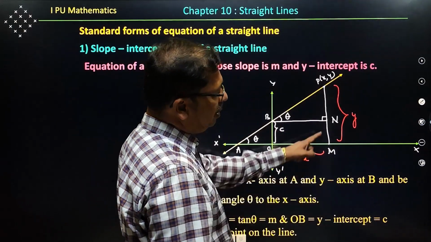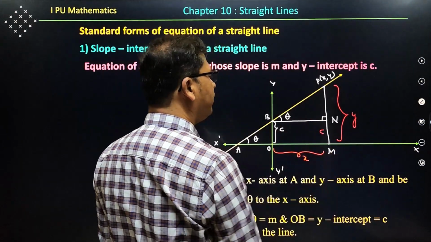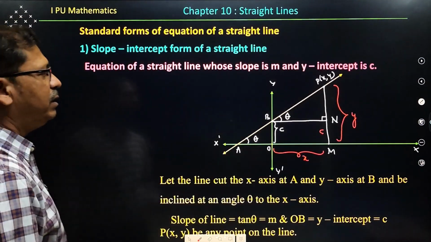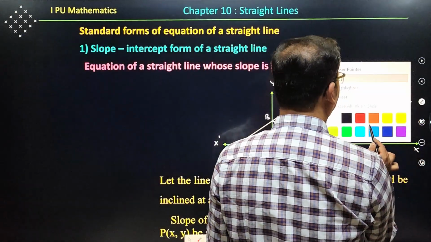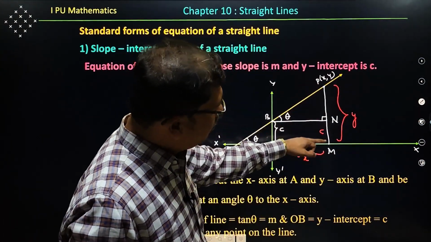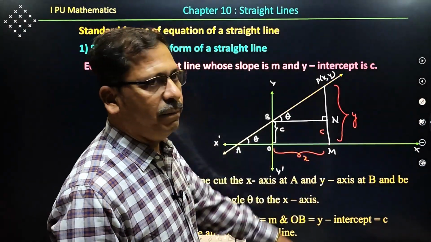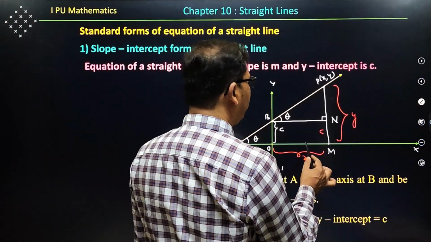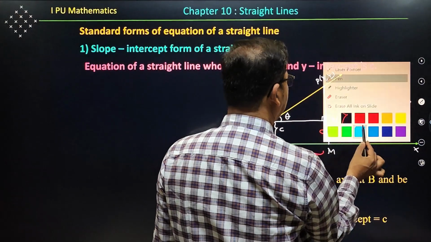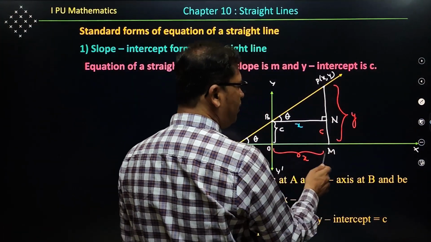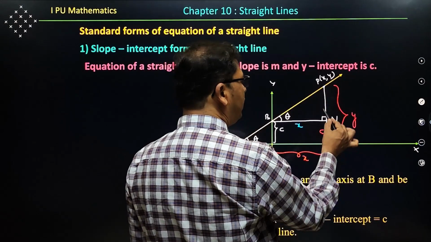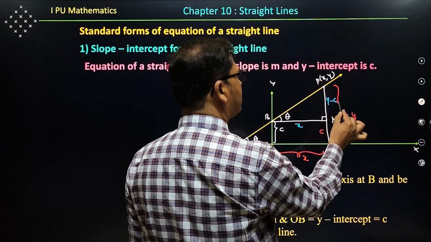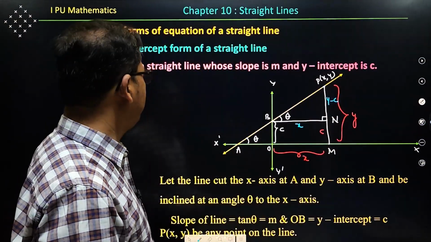OB definitely becomes equal to NM, so take this as c. Then PN length corresponds to what? Please concentrate, try to understand. PN length is total PM minus NM. Some calculations I would like to do here. OM length is x. And PN is nothing but totally y, out of which you exclude this c. So this becomes y minus c. Very simple calculation is there.